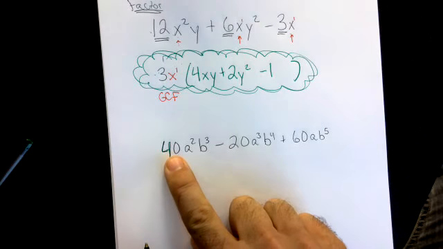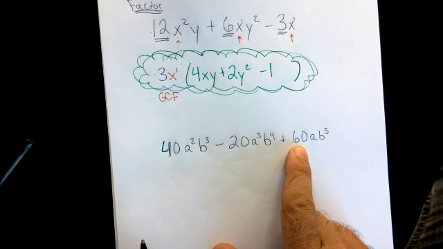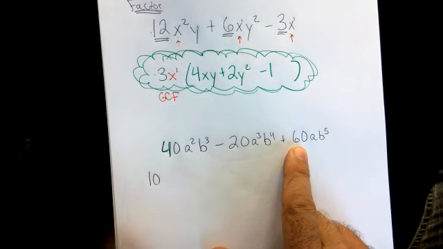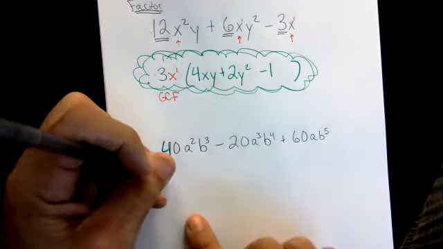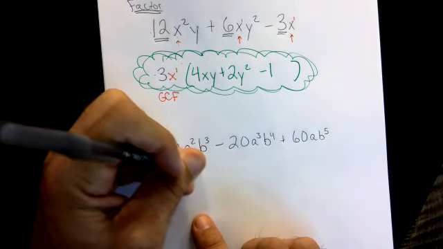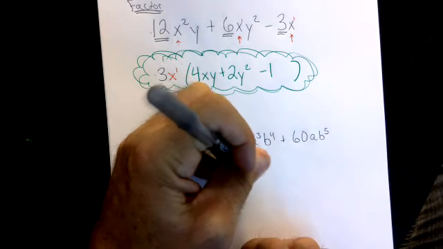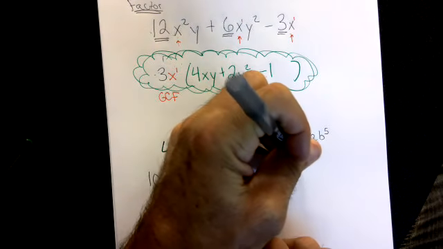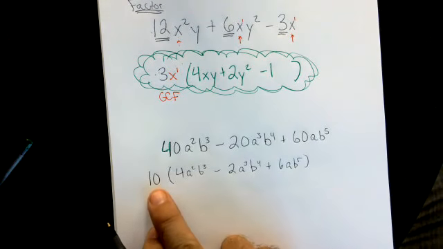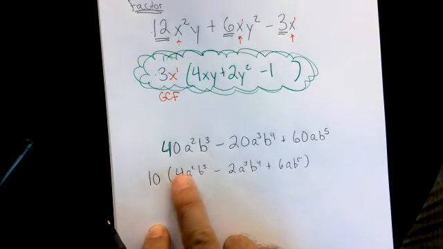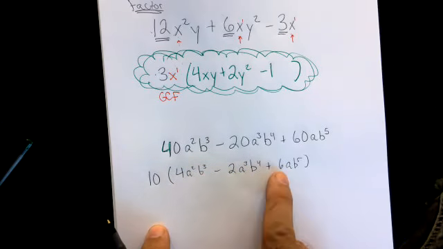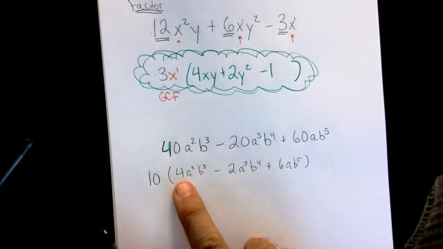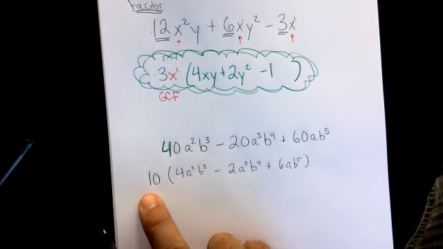So let's say I'm looking at 40 and 20 and 60, and I'm like, wait a minute, those are all divisible by 10. If I divide that 10 out, I'm left with 4a squared b cubed minus 2a cubed b to the fourth plus 6ab to the fifth. I can tell I did this wrong because I still have a 4 and a 2 and a 6. What are 4 and 2 and 6 all still divisible by? They're still divisible by 2. So I can still factor a 2 out of there.